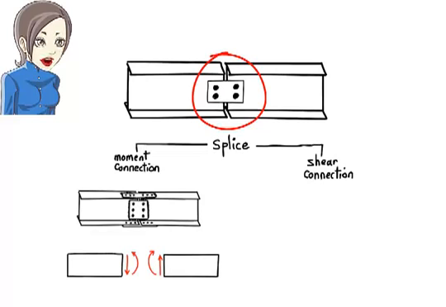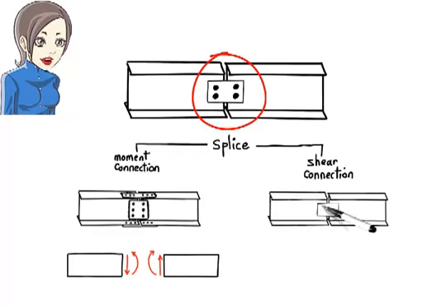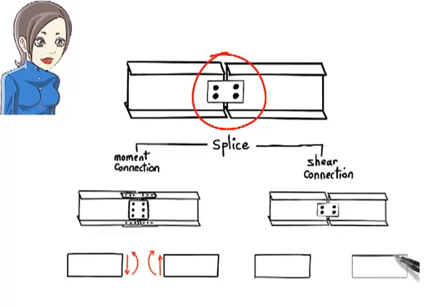In a shear splice, however, no internal moment can develop at the joint. The joint acts as an internal hinge. It can only support a shear force. In this section, we're going to focus on the analysis of beams that embody one or more internal hinges.